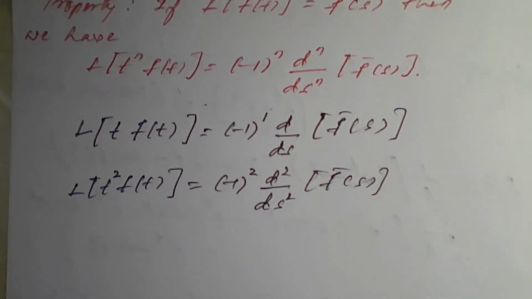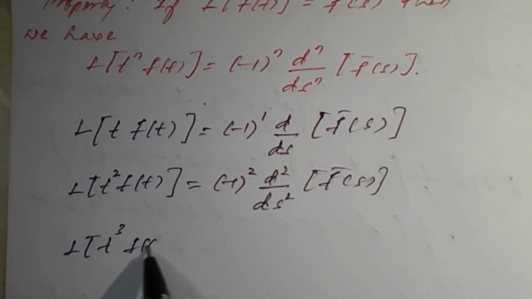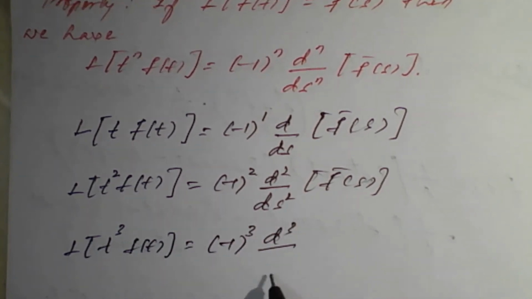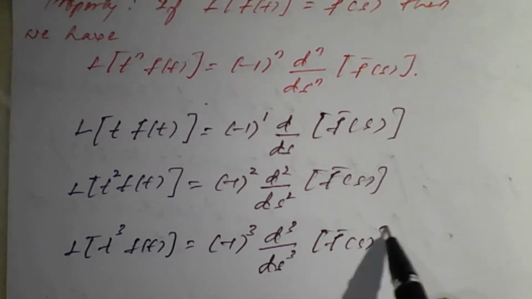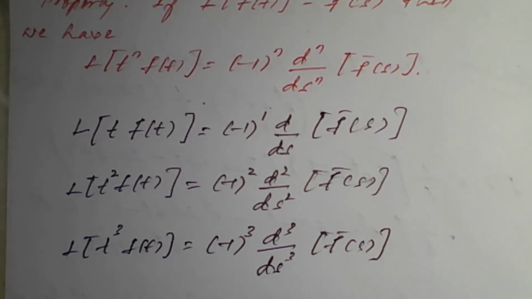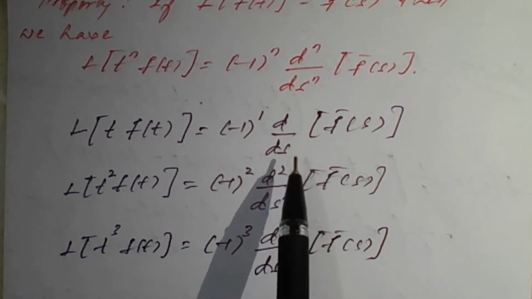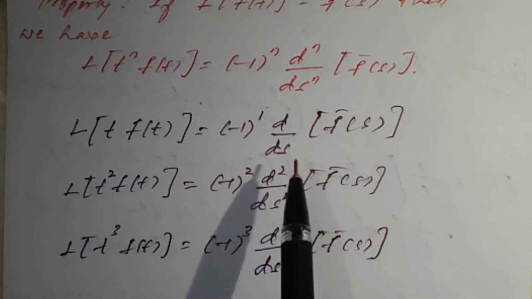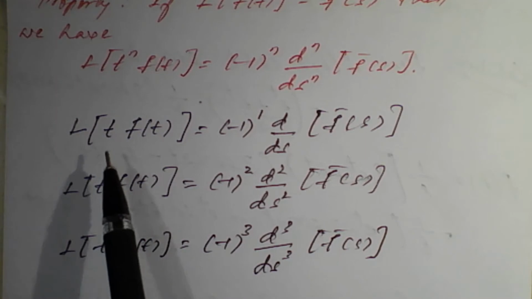Similarly I will show one more. So Laplace of t cube of f of t is equal to minus 1 raised to 3, d cube upon ds cube of f dash of s. So like that this property number 2 will work out. This is a differentiation with respect to s, and it depends on the power of t whether it is first order, second order, or third order.